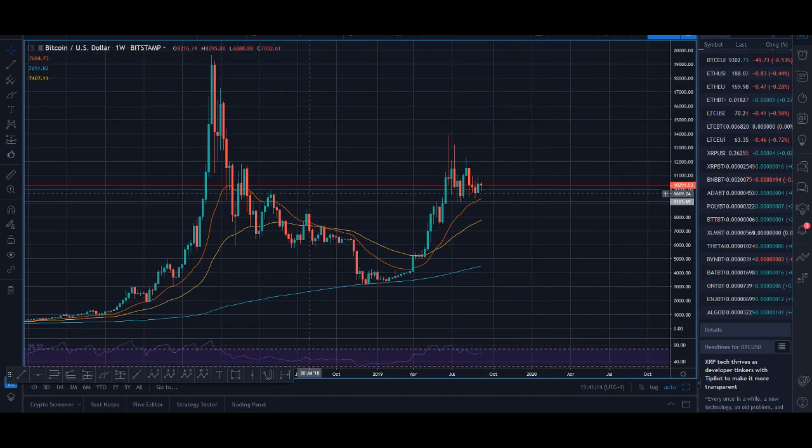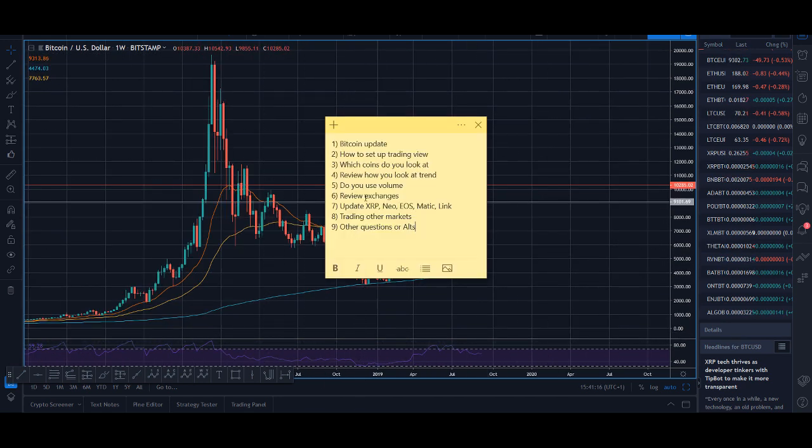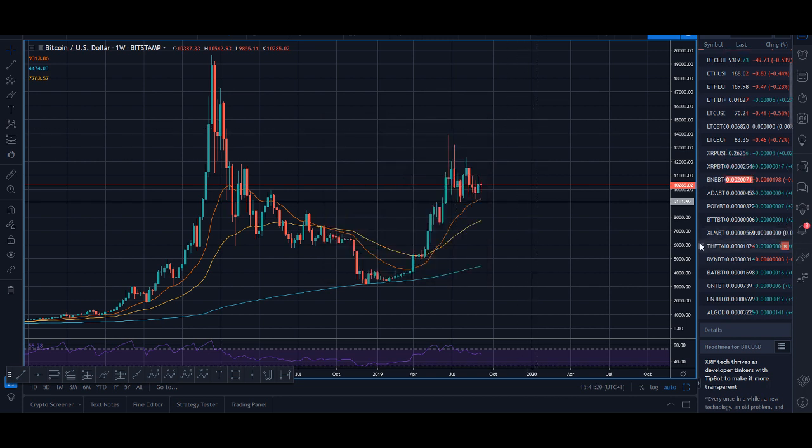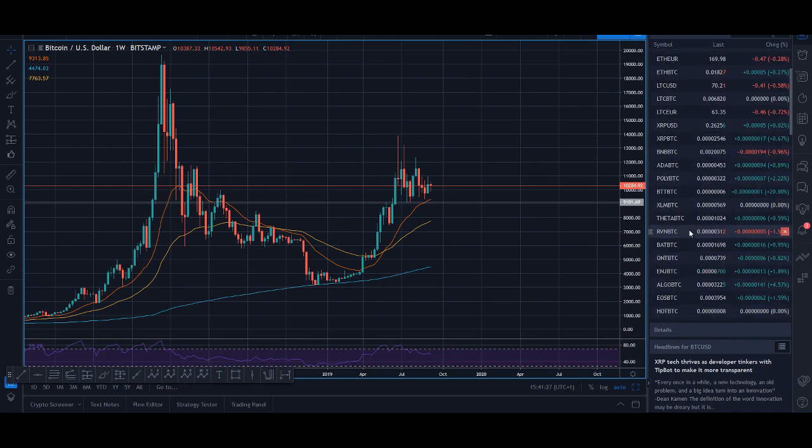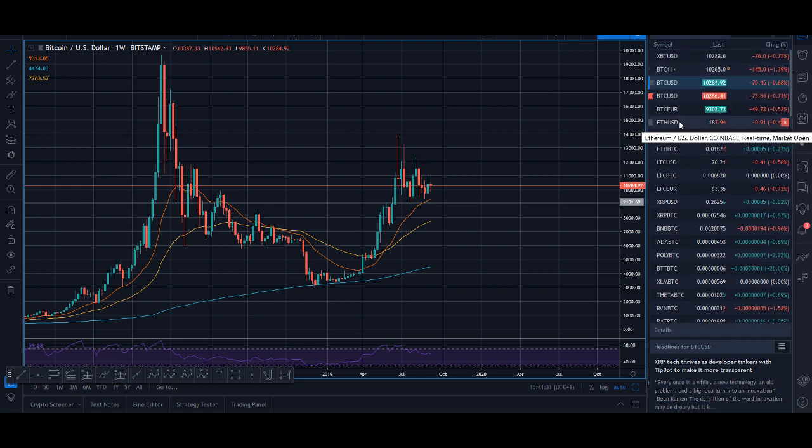So let's have a look at the third question. Which coins do you look at? So this is my watch list. I've shared this with you guys in the Facebook group before. I update my watch list probably every week or when there's a coin that comes up. So I usually have Bitcoin, Litecoin, Ethereum, XRP. These are the main ones that everyone looks at. So I always have these coins.